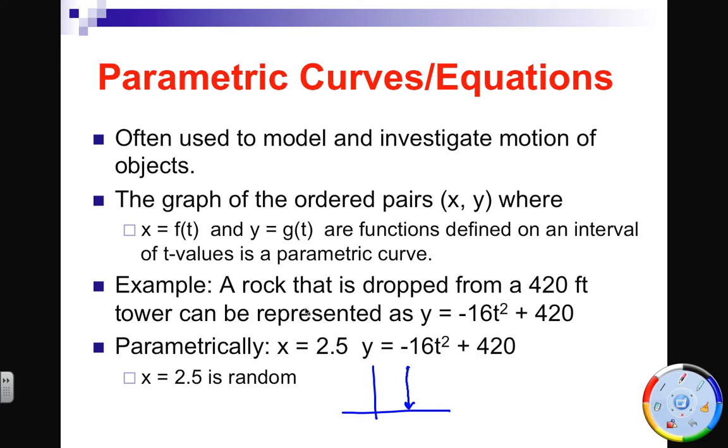Now, you notice that this is a t. Up on the top of your calculator where you used to use the x key, you'll notice that it's actually the x, t, theta, n key. And since you're in parametric mode, it knows to say t. So if you use the normal x button, it's going to say t. So t squared plus 420.